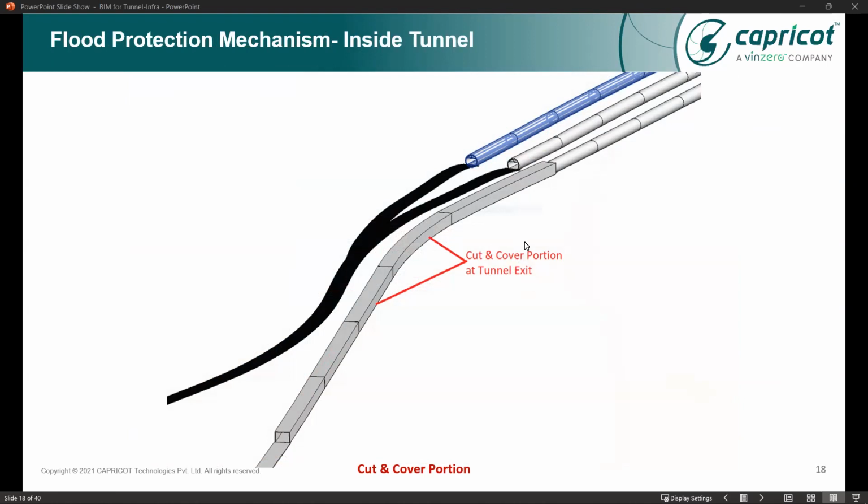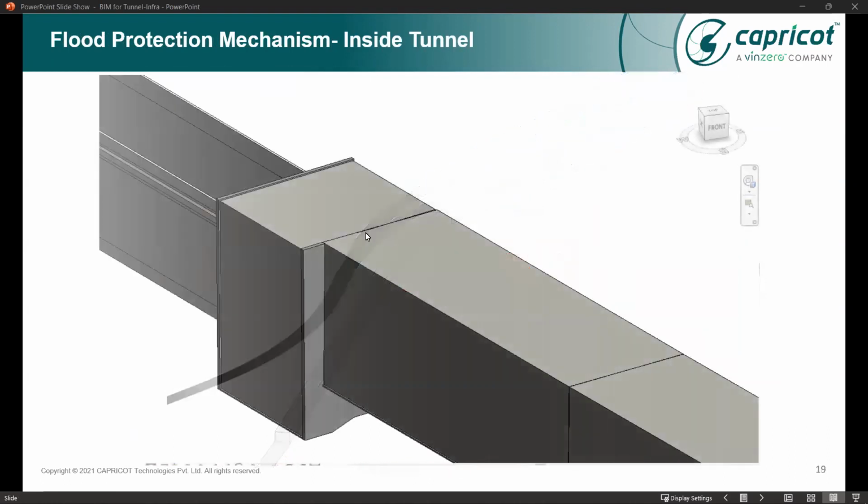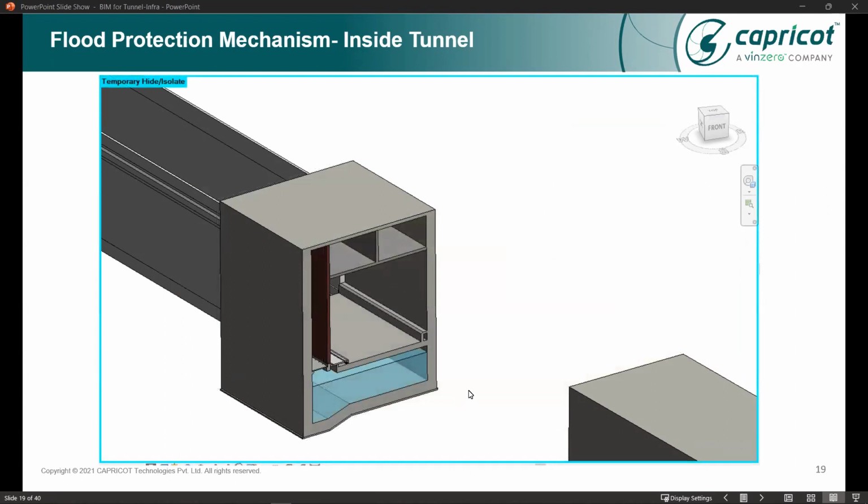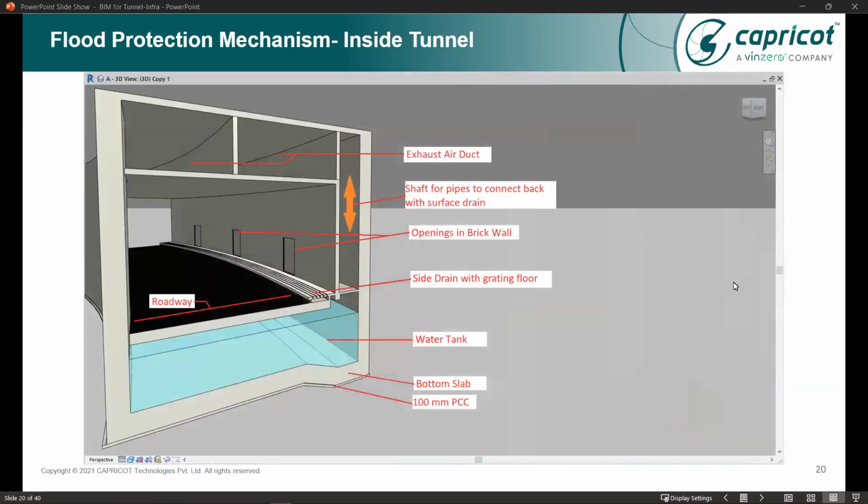To avoid that extra flooding, we proposed a flood protection mechanism. At the end of this cut and cover portion, and after every 10 meters interval, we have this cross sectional change. If I hide this particular portion, this is the cross section which is developed for flood protection. If I zoom in a bit, these are the details of this particular section. This is all developed in Revit. These are screenshots taken from Revit.